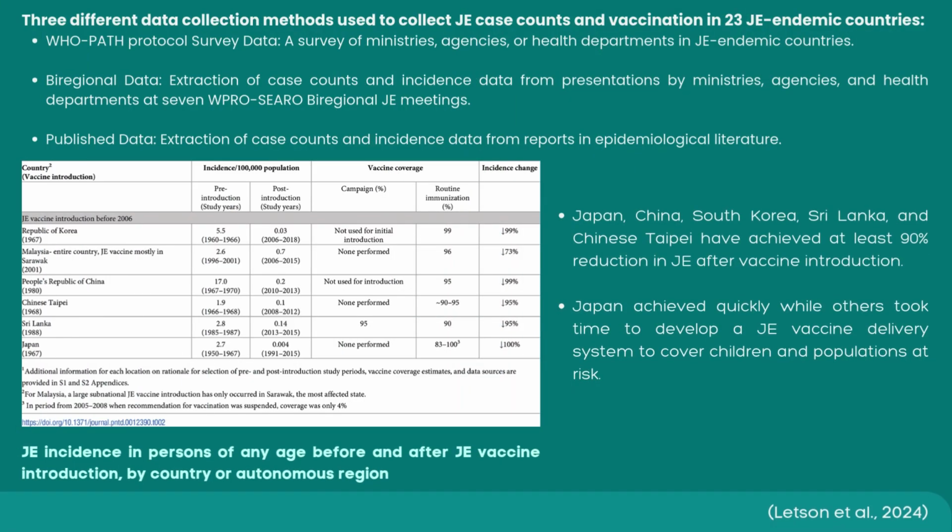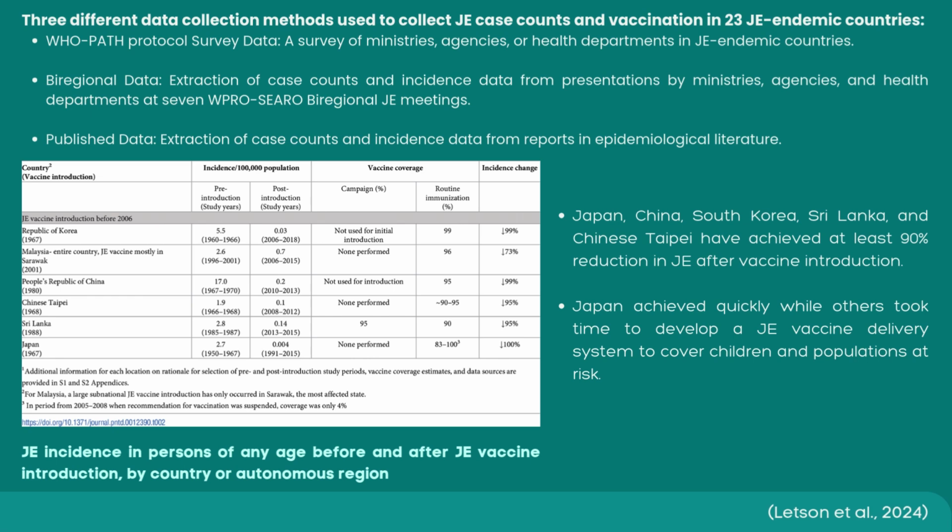Three different data collection methods were used to collect JE case counts and vaccination coverage data in 23 JE endemic countries. They are the WHO PATH protocol survey data, bioregional data, and published data.